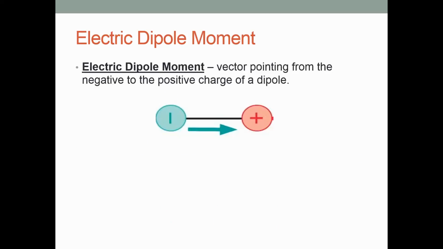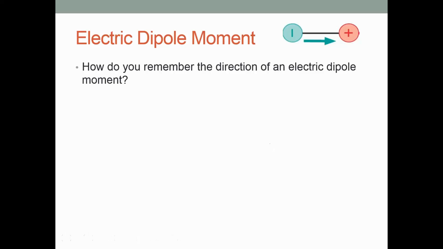Now, electric dipoles also have what's called an electric dipole moment. This is this arrow right here. It's a vector. It points from the negative side of the dipole to the positive side. And that's just something that's defined as the direction of the electric dipole moment. How do you remember that it goes from negative to positive? Because with electric fields, we always considered arrows going from positives to negatives, and this is backwards.